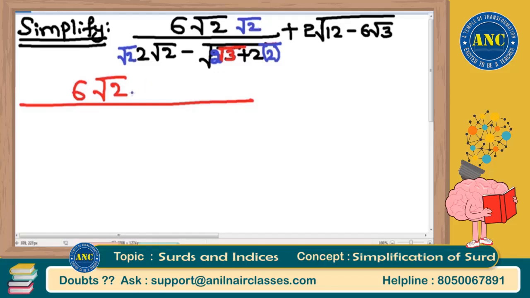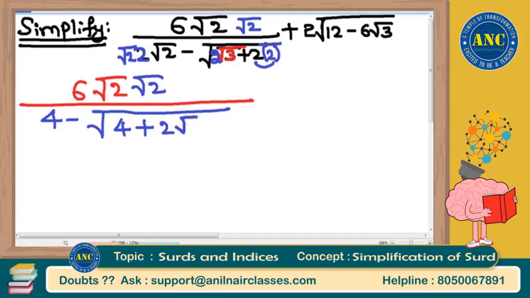Idea clear? That means 6 into root 2 into root 2 will become 2, right? Root 2 into root 2 will become 2. Here 2 into 2 is 4, minus the square root of what it is? It is 4 plus 2 root 3. Root 3 is root 3 into root 1.